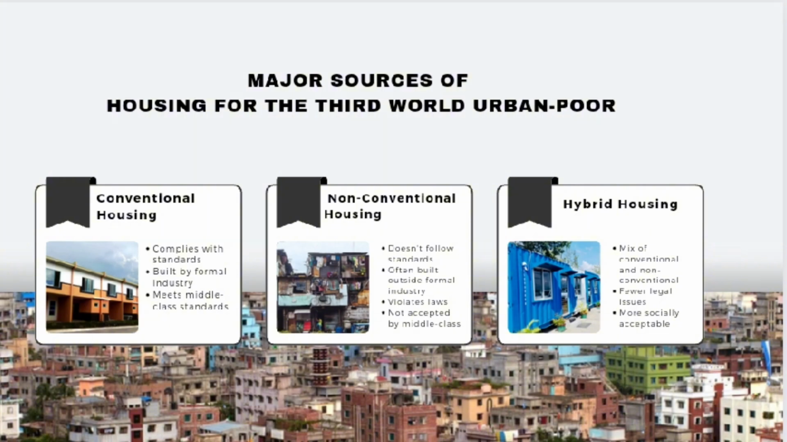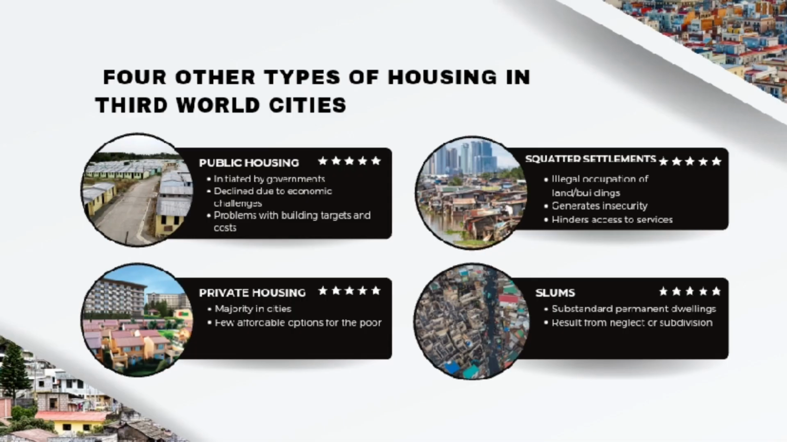So next are the other types of housing in third world cities. We have public housing, private housing, squatter settlements, and slums. Okay, so public housing is built by the government for people who could not afford it. Many of these government-built houses were not well liked by people because they say they're often small, poorly designed, and poorly maintained. The cost was also high.